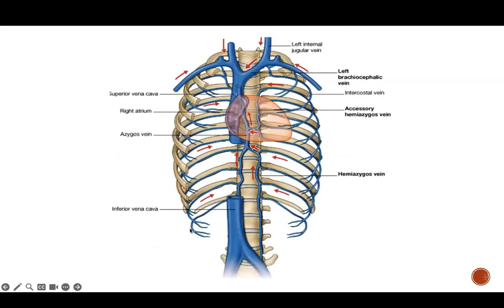So this is the picture in your slides. This is the azygos vein. It drains the right side of the posterior aspect of the thoracic cage, and it joins the superior vena cava over here. This part is the arch, and this is the hemiazygos vein. It joins the azygos vein before it reaches the superior vena cava.